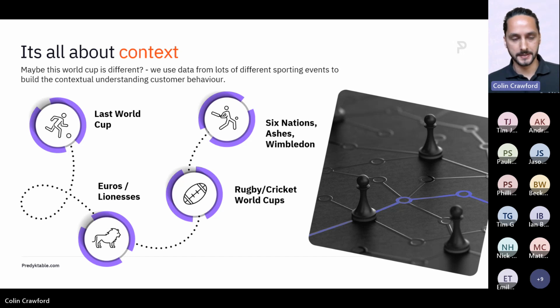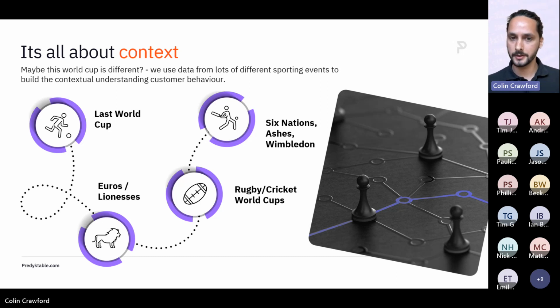So what we can do is say, well, what is a World Cup similar to, and what is the context of a World Cup? And we can start looking at similar events. So we can say, well, we've got the last World Cup, we've got the Euros and the Lionesses and those big sporting events. But we also have things like the rugby and cricket World Cups. We also have big sporting events like the Six Nations and the Ashes. And these aren't all going to be exactly the same. We're very aware of that. But the context of how people interact with businesses, how people go out to the pub and so on, they may have similar behavior.